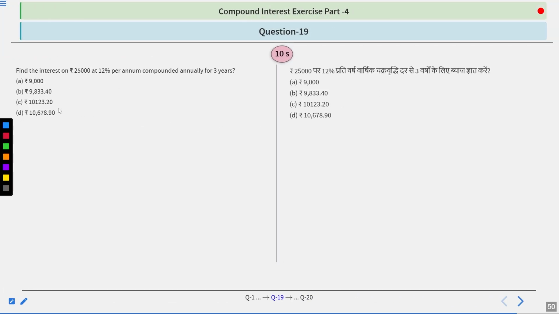Next, find the interest on rupees 25,000 at 12% per annum compounded annually for 3 years. And the options are option A rupees 9,000, option B is rupees 9,833.40, option C is rupees 10,123.20, and option D is rupees 10,678.90. These are the options.